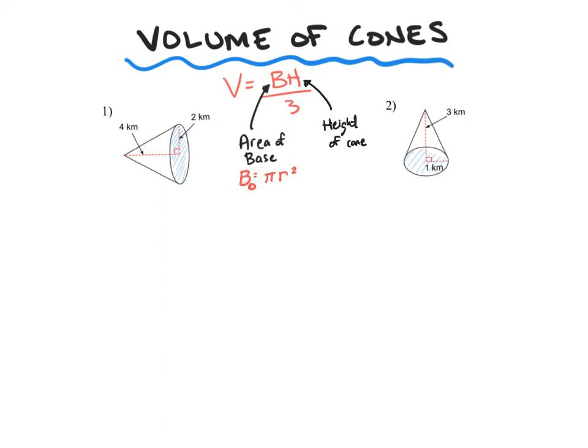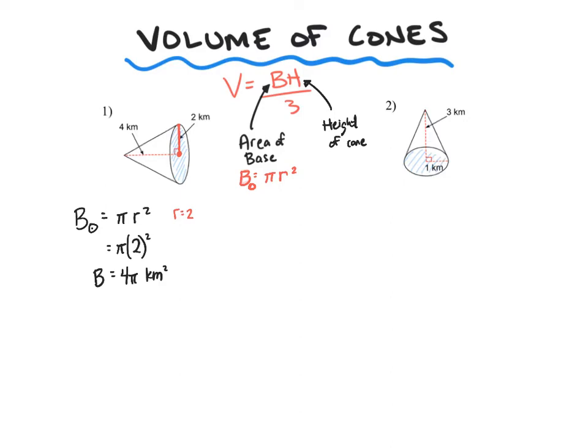I've already shaded the base, so we know it's a circle. So the base is a circle, and we're going to use the formula pi times the radius squared. The radius is the distance from the center of the circle to a point on the circle. So the radius is 2. R equals 2. So my big B is pi times 2 squared, or 4 pi. The units were kilometers, and since this is area of the base, it's kilometers squared. So my big B is 4 pi kilometers squared.